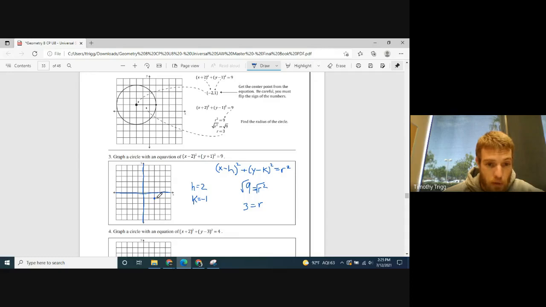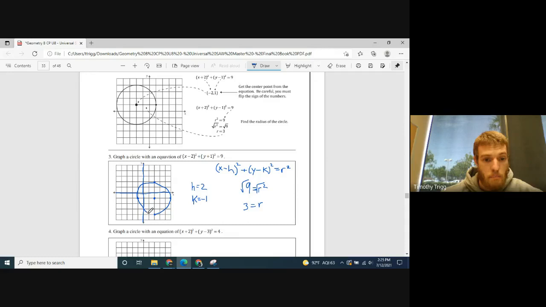So what I'll do is I'll go 3 to the right from the center, 3 up, 3 to the left, and 3 down. And then now I've got 4 points that are part of the circle, and I could just connect them with a smooth curve.